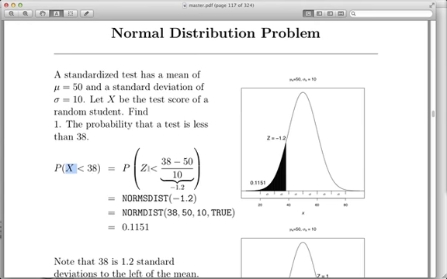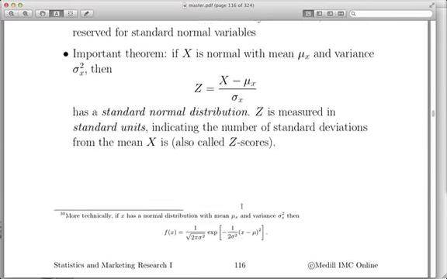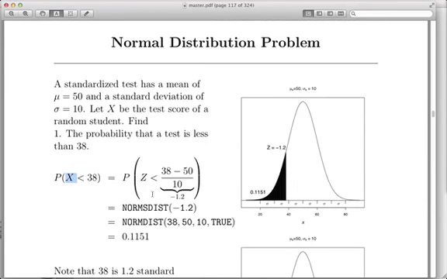Here's the way I do that. I use this formula that you had before. Take X minus its mean, divide by its standard deviation. So the probability that X is less than 38 is exactly the same thing as the probability that a standard normal random variable Z is less than (38 minus 50) divided by 10. Now if you do this math, you're going to find that it equals minus 1.2.